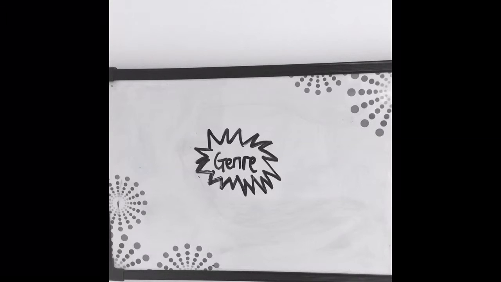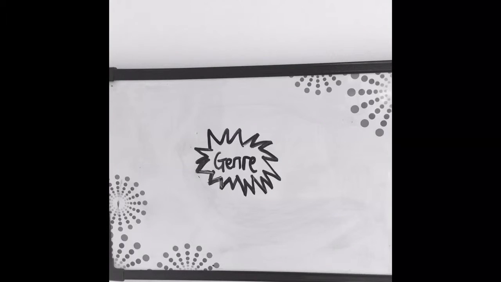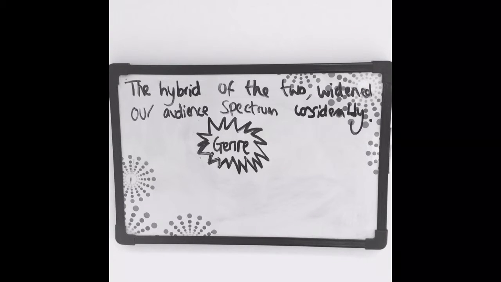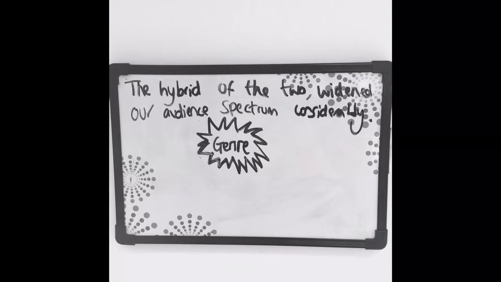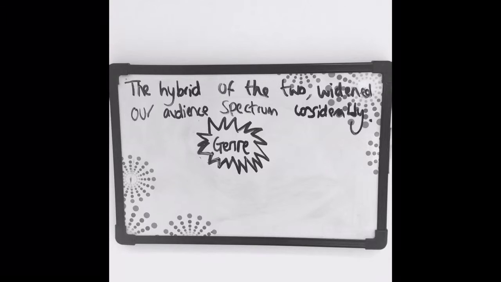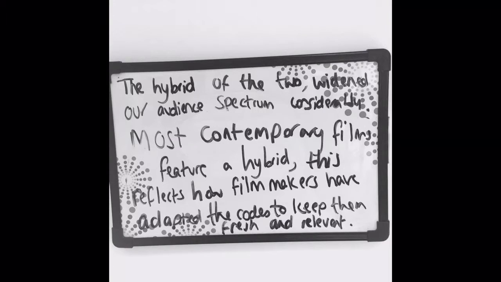way to look at genre, and this is how a lot of filmmakers work. And this has widened our audience spectrum considerably because of the combination of two genres. Most contemporary films feature a hybrid. This reflects how filmmakers have adapted to keep the codes relevant and up to date.